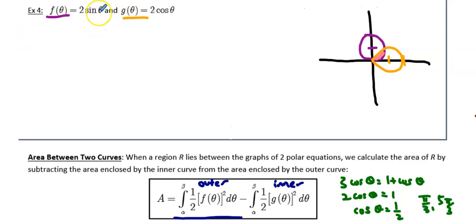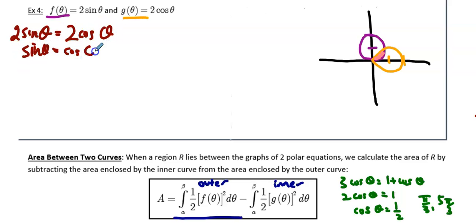So like in the previous video, we actually have to set them equal to each other because we've got to find our intersection points. So we're going to do 2 sine of theta equals 2 cosine of theta, which means that sine of theta is equal to cosine of theta. So we know that that's true at pi over 4. I mean, there are other places too, but you can see that the intersection point clearly right here is going to be pi over 4.